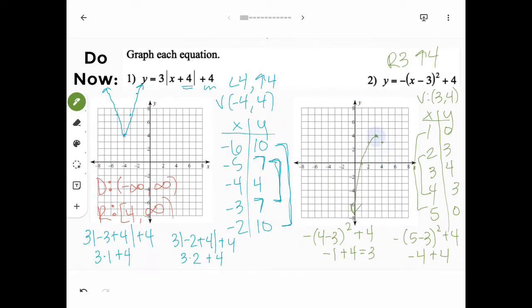Remember to curve your quadratic function. It should not be a V. And that's what my graph would look like. It is upside down, which is good because it was negative here. And then the 3 did move it right and the 4 up.